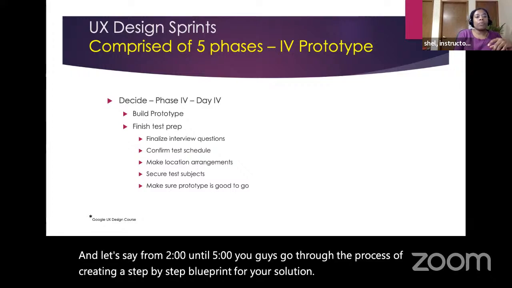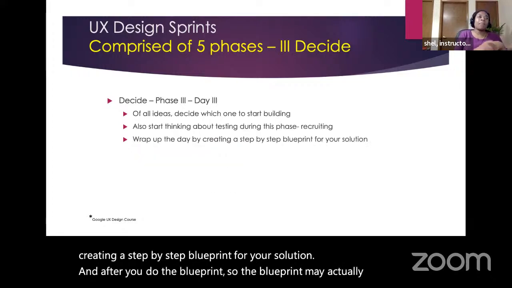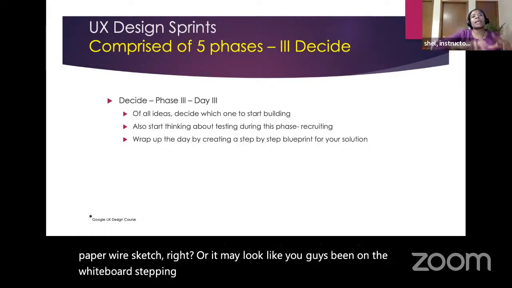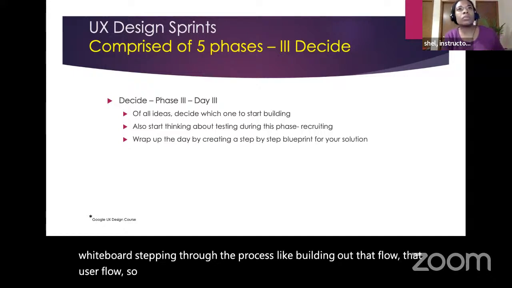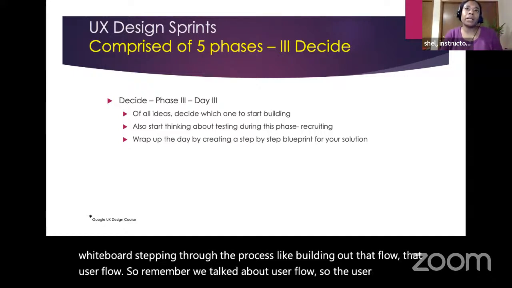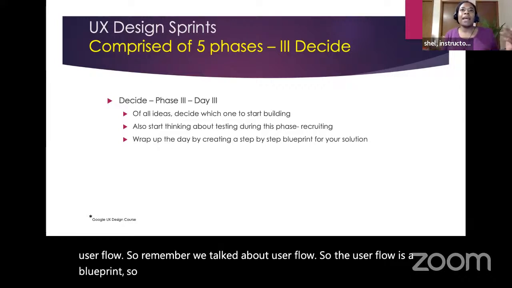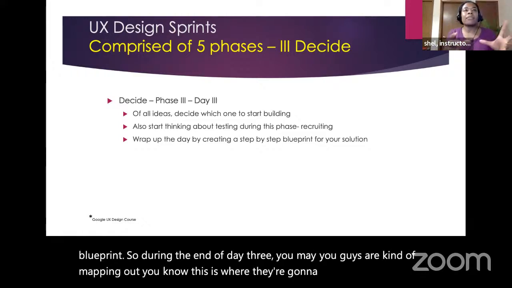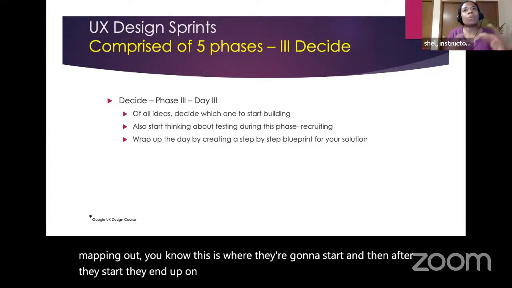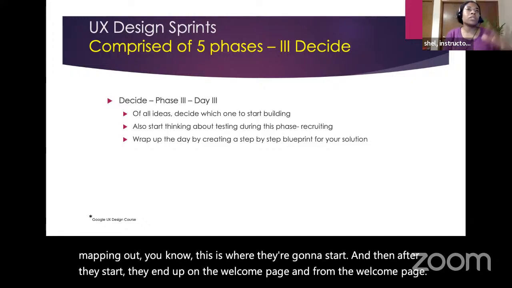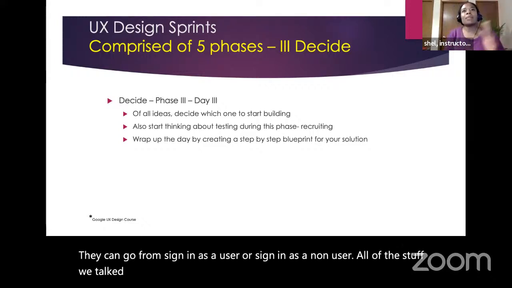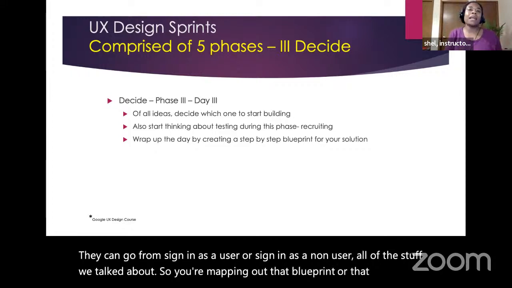After you do the blueprint, the blueprint may actually look like that paper wireframe sketch, right? Or it may look like what you did on the whiteboard, stepping through the process and building out that flow, that user flow. Remember we talked about user flow? The user flow is a blueprint. So at the end of day three, you're mapping out, this is where they're going to start. Then after they start, they end up on the welcome page. And from the welcome page, they can sign in as a user, or sign in as a non-user. All of the stuff we talked about. So you're mapping out that blueprint, that user flow, by the end of day three.